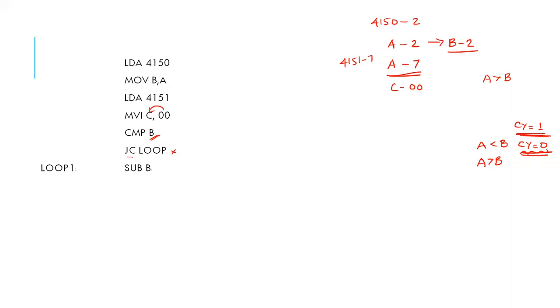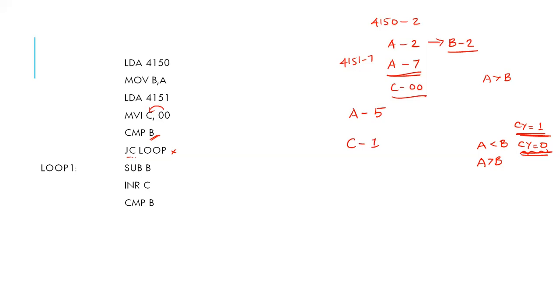Next I'm going to subtract B, that means accumulator value minus B value. Now the new value in the accumulator will be 7 minus 2, that is 5. I have subtracted once, so now the C value will become 1. From 00, that will change to 1.